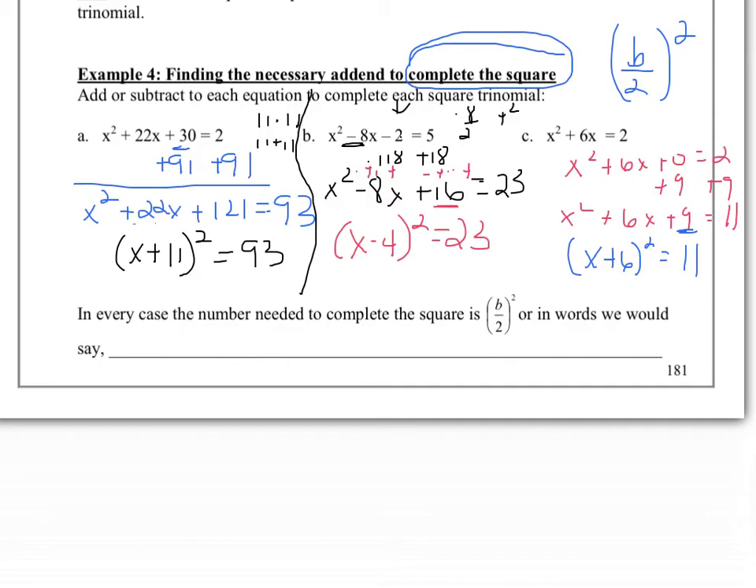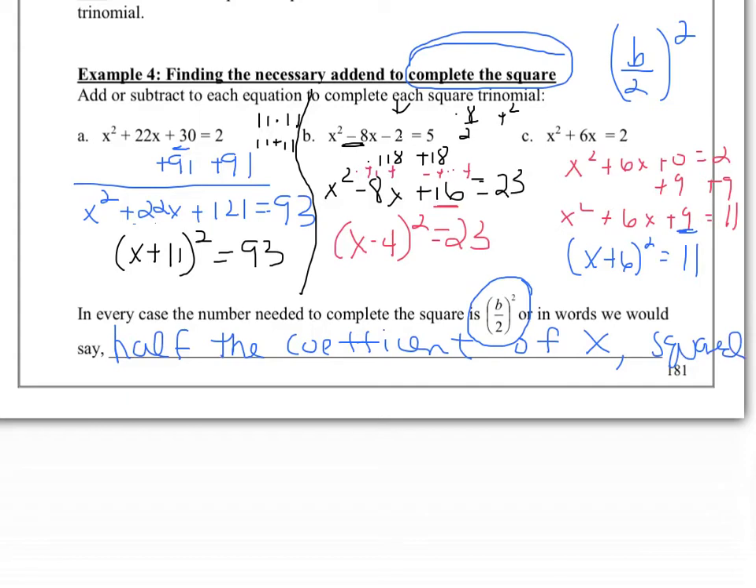Okay, so we can see that in every case, the number that we needed to complete the square is, in fact, this number. Okay, so the way that we say it is half the coefficient of x, okay, that's the B, squared. Okay, so we take that number, we divide it by 2, and then we square it. All right, let's move on.